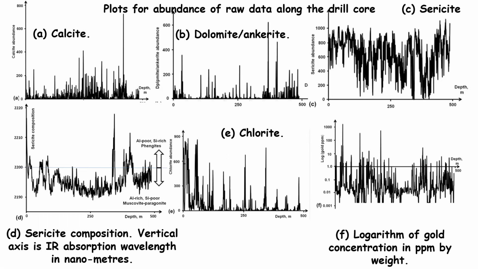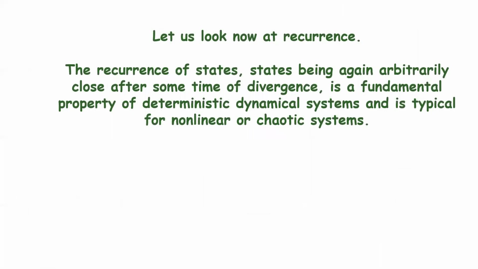Figure D is the variation of the absorbance wavelength in nanometers of white micas along the drill hole. The chemical composition of the white mica can be established from this plot, with aluminium-poor and silicon-rich phengites at wavelengths greater than 2200 nanometers and aluminium-rich and silicon-poor muscovites and paragonites at wavelengths less than 2200 nanometers. Figure F is the distribution of the logarithm of the gold concentration in parts per million by weight established by assay along the drill hole.